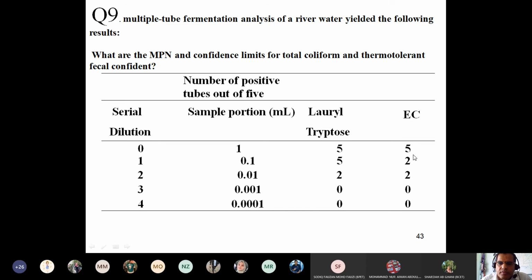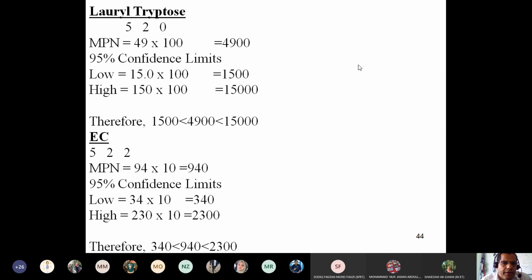This one. Okay. Here I will multiply by 10. So here 34, 230, multiplied by 10. I will get here 940, and this is the range. And this is here the range. You understand how to use the table?